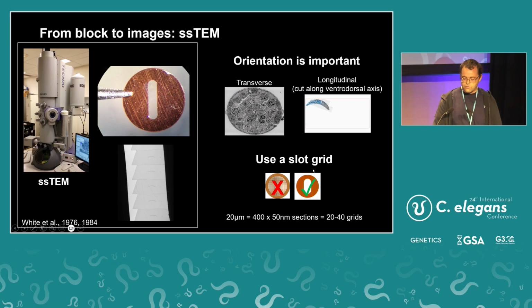And you want to use slot grids rather than mesh grids. So this is a slot grid with the sections supported in the hull. Mesh grids support the sections by having these copper bars that go in a mesh along the grid. And you will find that, I guess it's a part of life, you'll always end up with your worms over the slot bars, over the grid bars. And in C. elegans, it's important to try to avoid that because everything's so small. So if you miss a few sections, it can actually have a big impact on your data, especially if you're trying to look at the nervous system.